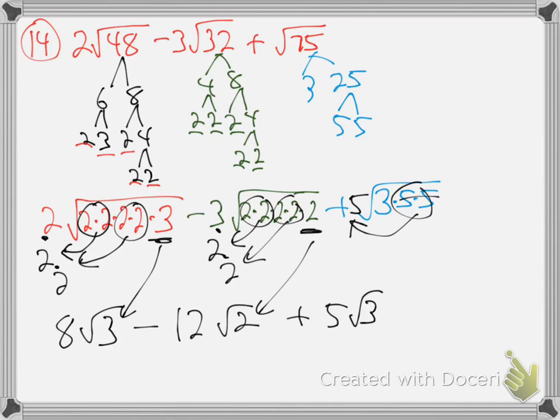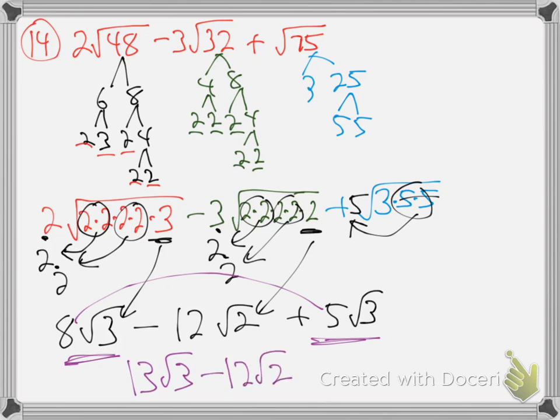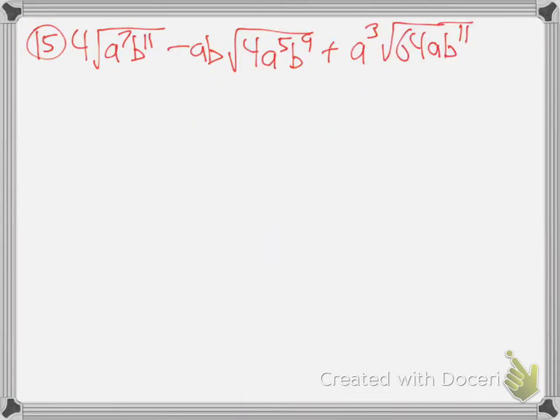5 root 3. Okay, now, can we go any further with this? Yeah, this guy and this guy are like roots. Remember, when it comes to adding and subtracting roots, you can only add and subtract like roots. So 8 roots of 3 and 5 roots of 3 is 13 roots of 3. And the minus 12 root 2 is just different. It's unlike, and they just stay separate. And that's the answer.